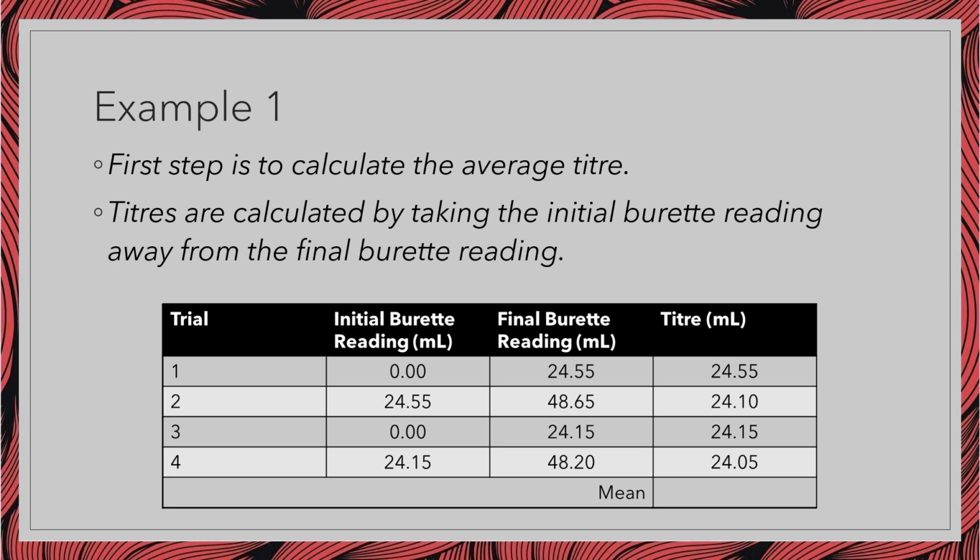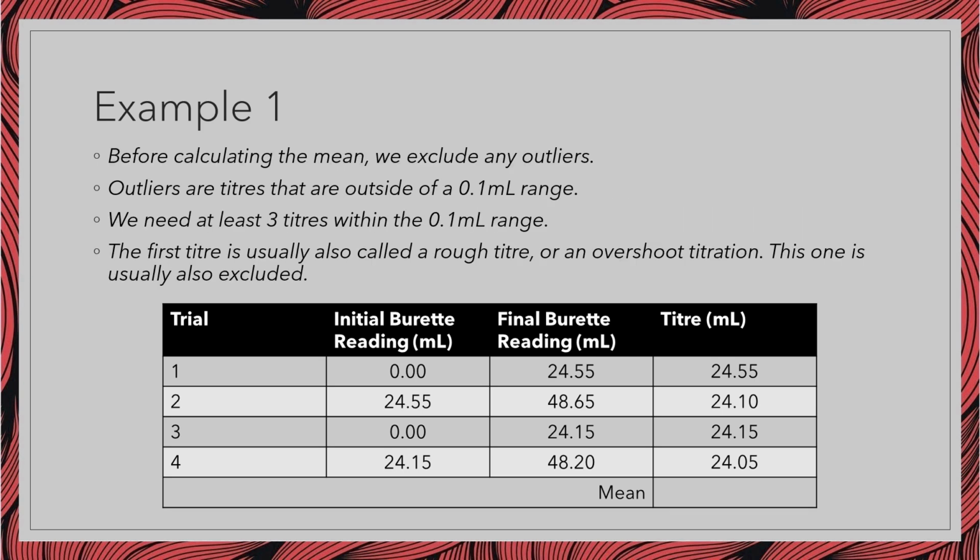Now, with these values, ideally with a titration, at least 3 values need to be within 0.1 of each other. Okay, so 0.1 mils. Generally, the first one as well is also a rough value. It's usually an outlier. We use that as basically a speed run to save time. We know the endpoint's going to be at about 24.55, so we'll go quickly to about 23 and then go slowly. Okay, so generally what we do with that rough titration, so we call it a rough titer or an overshoot titration, we usually exclude that one.